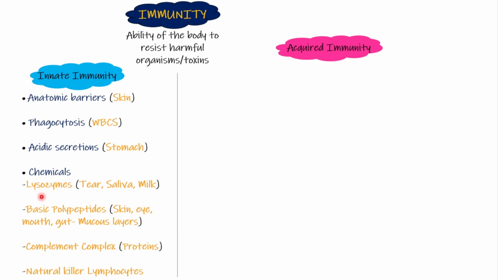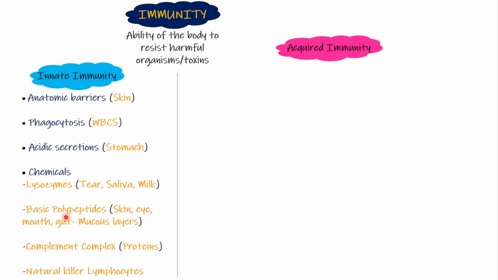So what are the lysozymes? Lysozymes are the chemicals which are present inside the secretions of the body like tear, saliva, and milk. So these are the secretions of the body: tear, saliva, and milk. They have some enzymes, chemicals which prevent the body from foreign invaders. So these are lysozymes.